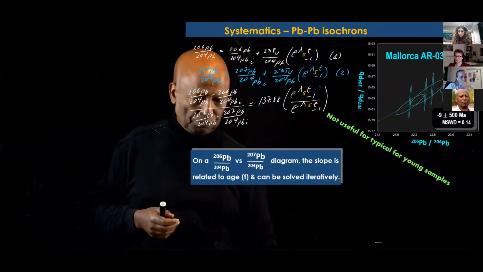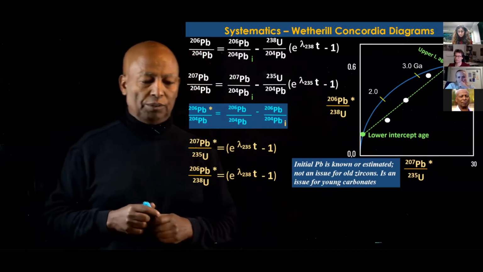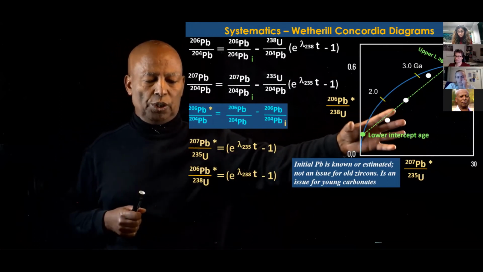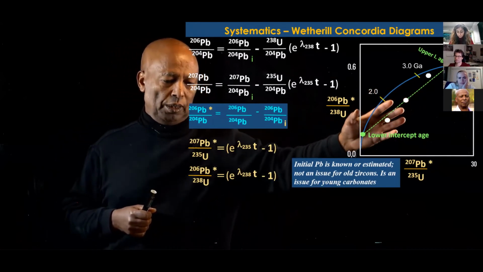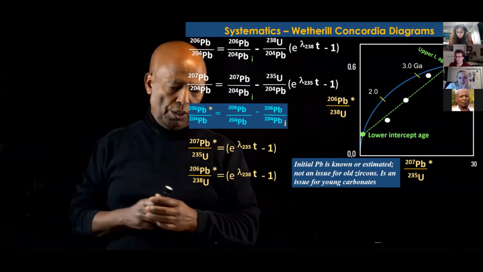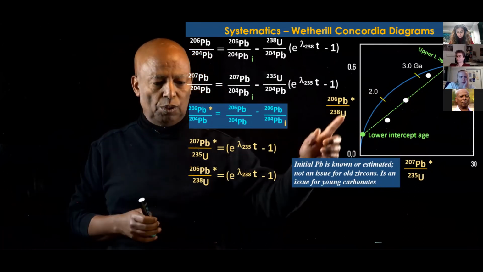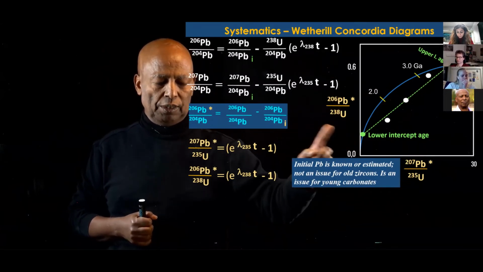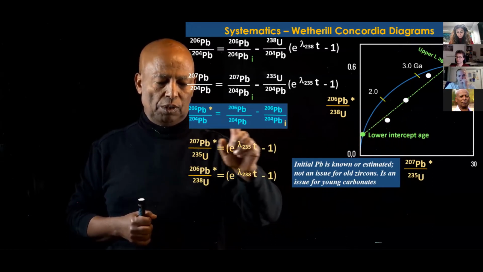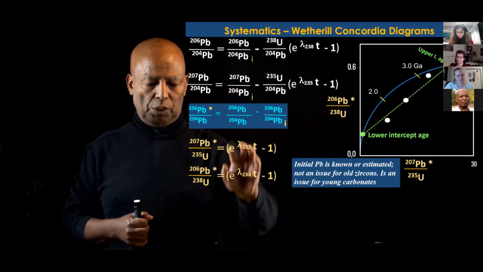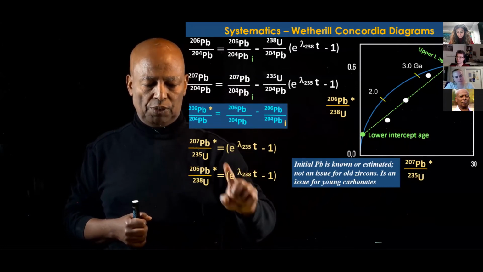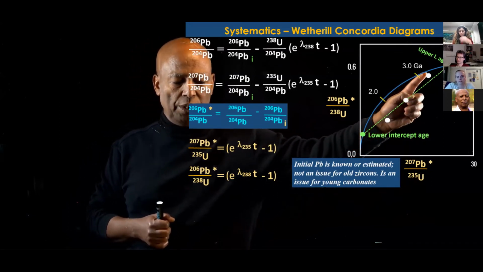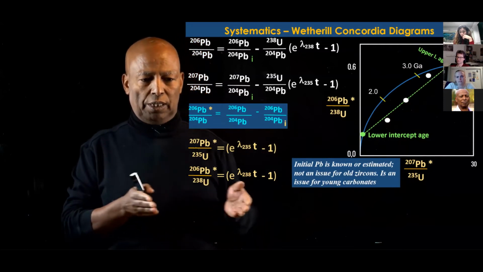So then we get into this wonderful space, again, because of this coupled system of Concordia diagrams. This is what's called a traditional Wetherill Concordia diagram. For this system, you have to know the initial in order to get the radiogenic 206, radiogenic 207, then divided. I've just shown you here how you reduce the equations into this. And because of this coupled system, every point on that blue line is an age. You don't need an isochron. You can get an age.